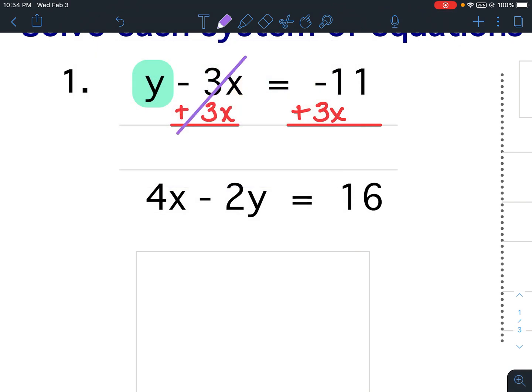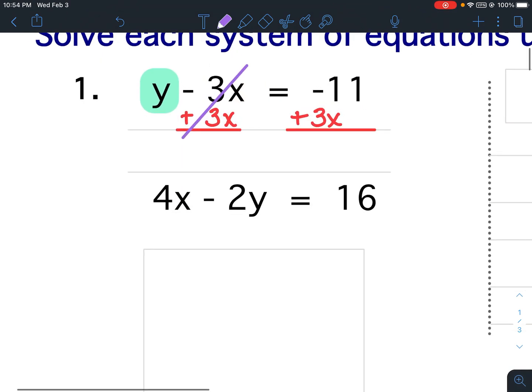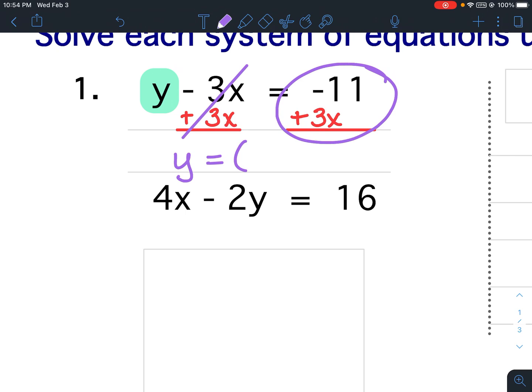Cancel the x terms on the left side. Bring down the y. These are not like terms, so I'm going to bring down the 3x, and I'm going to bring down the negative 11.